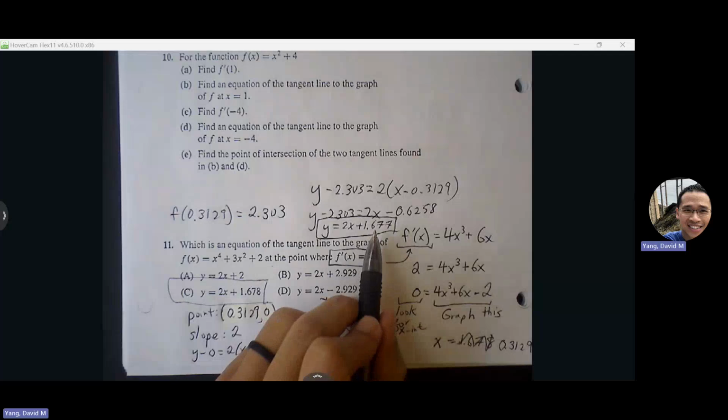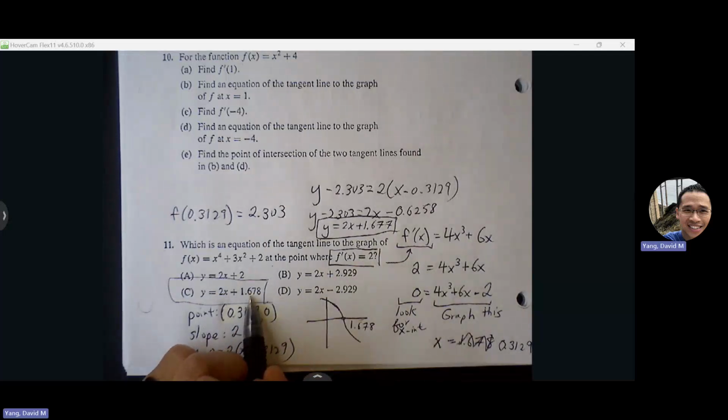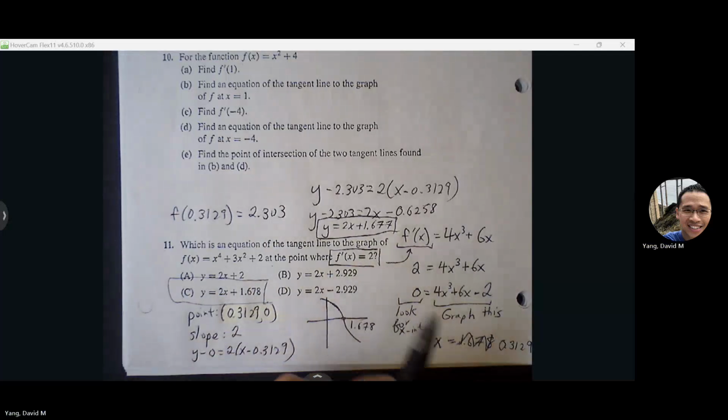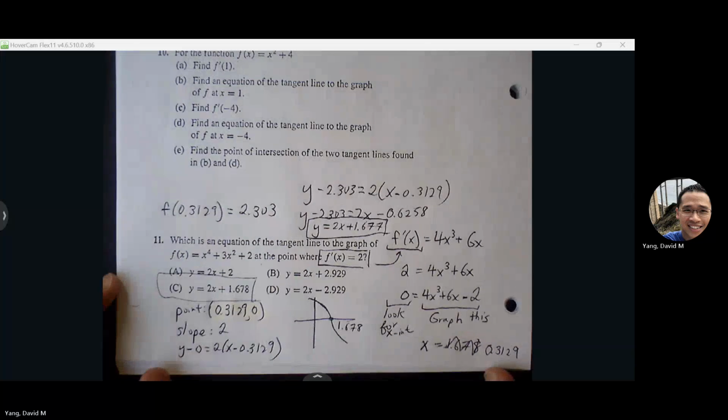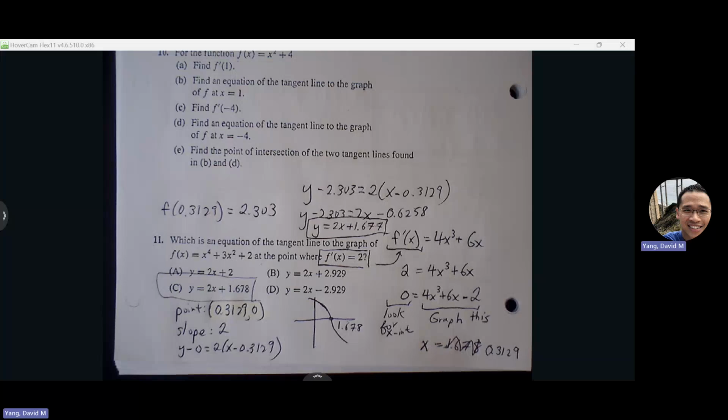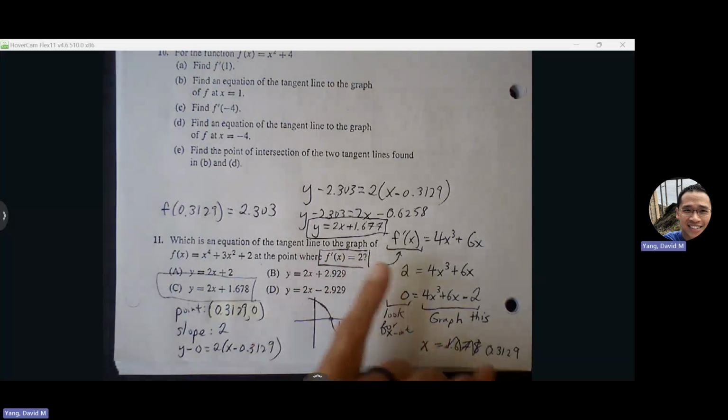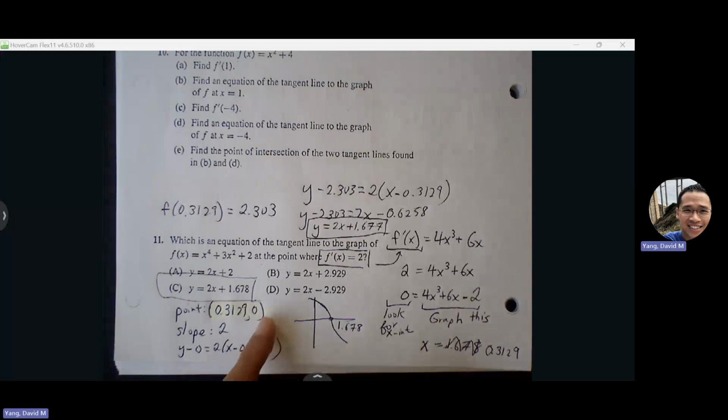So I think this is the closest one I got. Is that what you got? 1.677. You got 1.677. Okay, so yeah, let me come back to this one and go through it more fully.